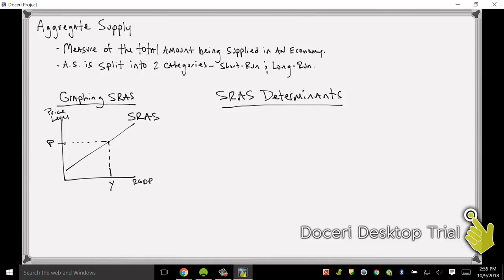So next we move to our short-run aggregate supply determinants. And determinants, again, are just factors that cause or are going to cause the short-run aggregate supply curve to shift, either increase or decrease. So our first factor is going to be resource prices. And really resource prices are just the cost or the price that we have to pay for land, labor, or capital. So I think a good example would be wages.